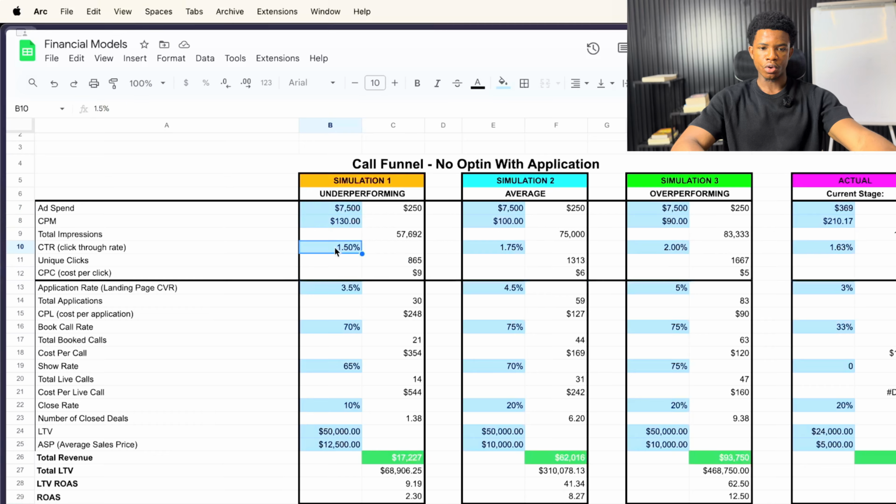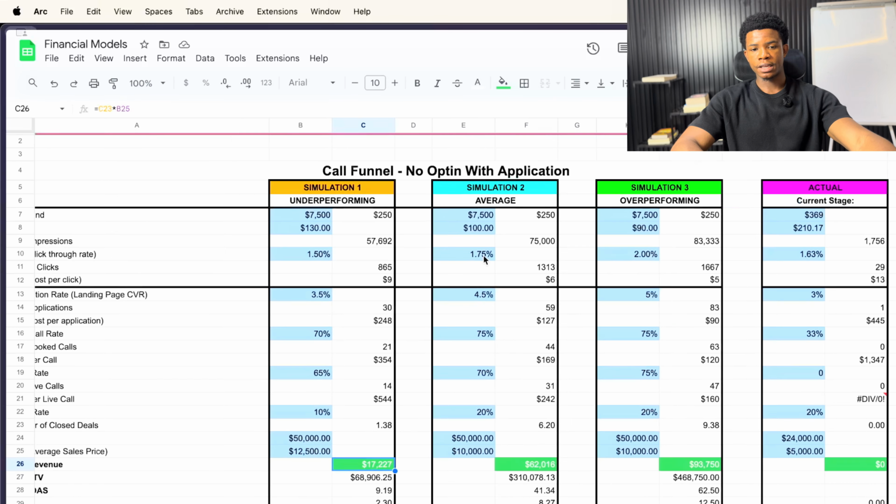Click-through rate is 1.5%, which we like to aim for 2% plus. On that, let's say the application rate on the landing page is about 3.5%, which we could definitely improve. And the book rate is 70%. And let's say your show rate is 65%. With all the stats and your closure at 10%, you're basically making $17,000 with these poor stats, to be honest, right? But let's say it's on average. Let's change this once again to 12.5K, right?